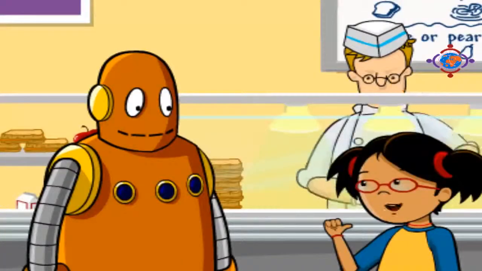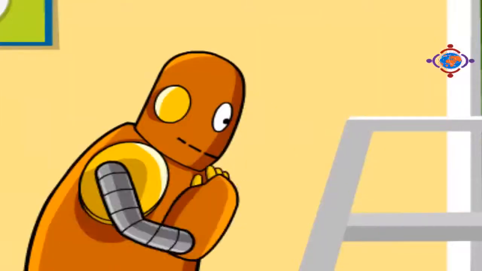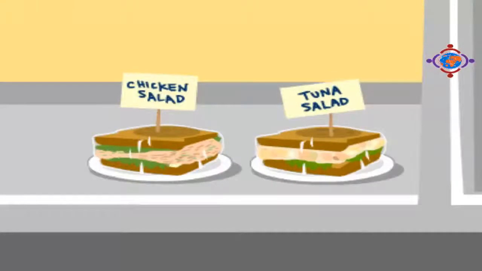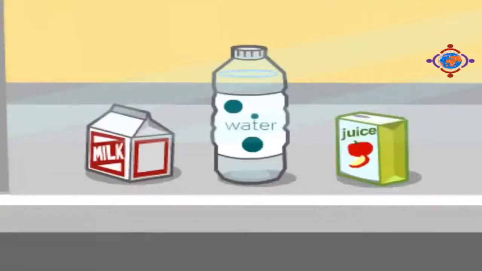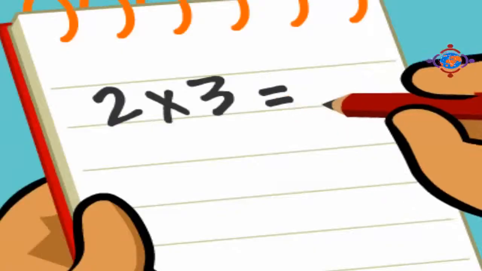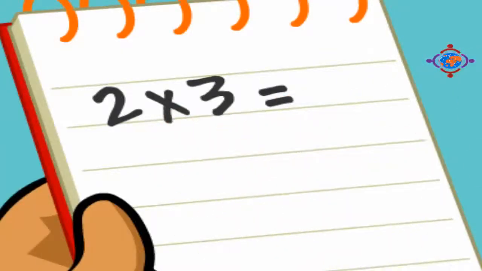What are you getting for lunch? You can get either a chicken salad or a tuna salad and get milk, water, or juice. 2 times 3 is equal to 6.